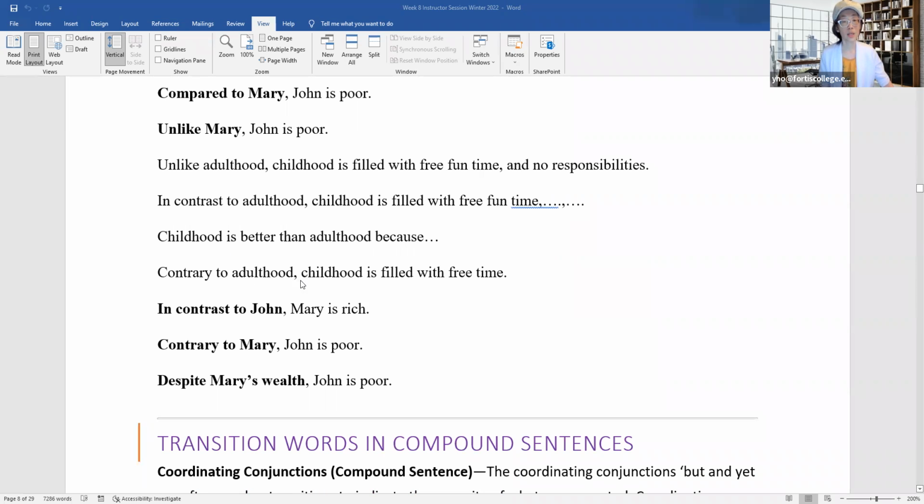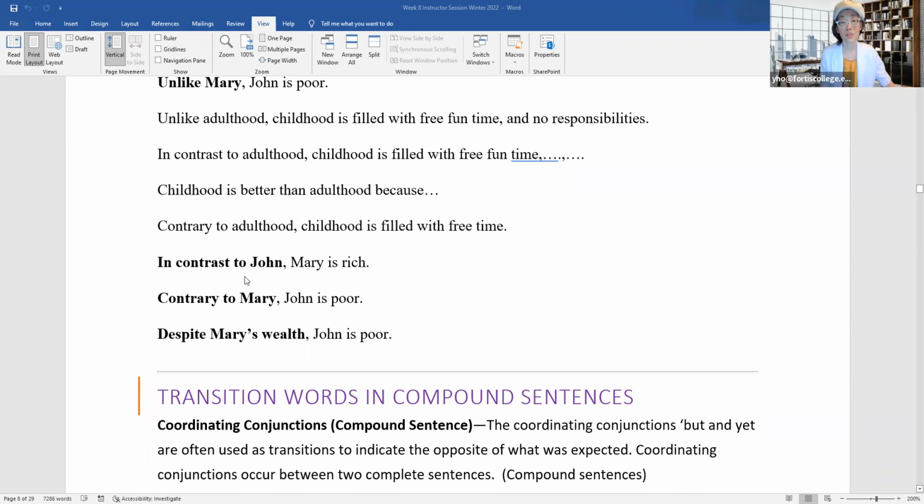Contrary to adulthood, childhood is filled with free time. So here you've got three different ways: unlike, in contrast, and contrary to, instead of just saying childhood is better than adulthood, or instead of just saying as a child, or as an adult, okay? Or you can say in contrast to childhood, or in contrast to adulthood, childhood is free of responsibilities. So these are ways of saying opposition using simple sentences.